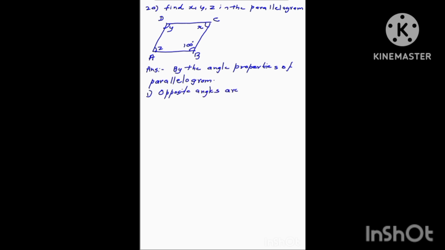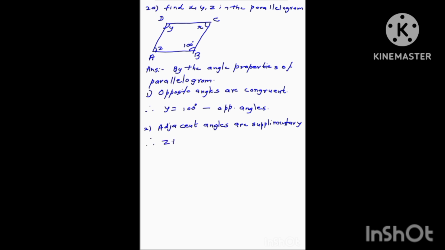You need to read these properties of angle, side, diagonals, whatever it may be, so that you can use these properties in solving examples or anywhere. So as opposite angles are congruent, y equals 100 because y is opposite of this 100. Now another property, adjacent angles are supplementary angles. That means the addition of any two adjacent angles is 180.